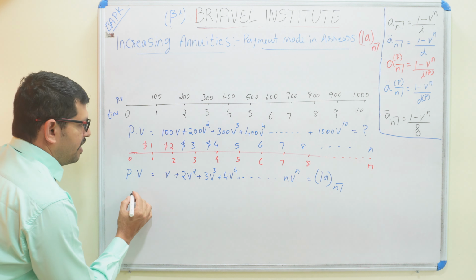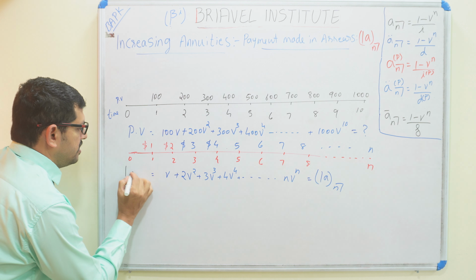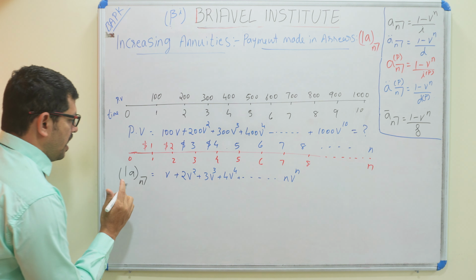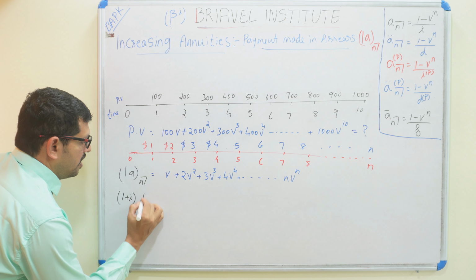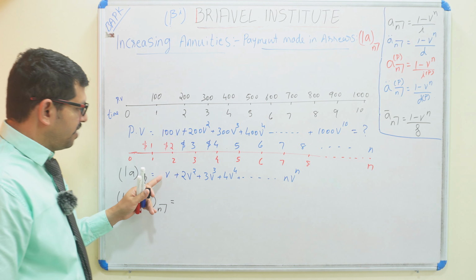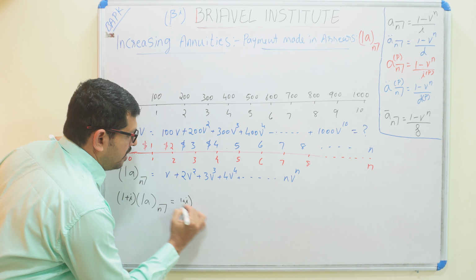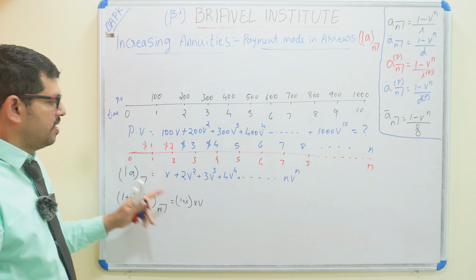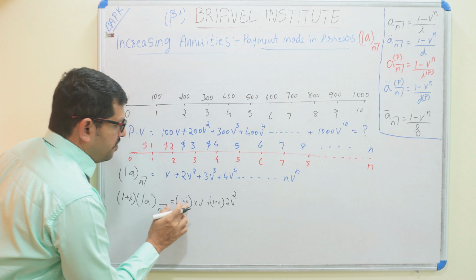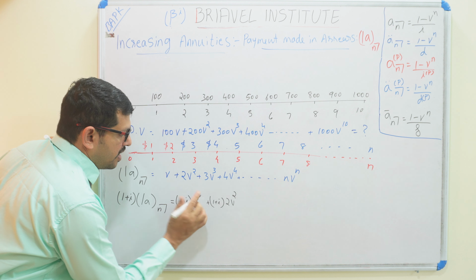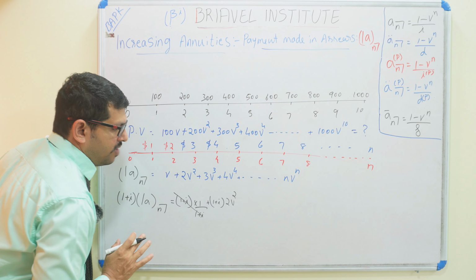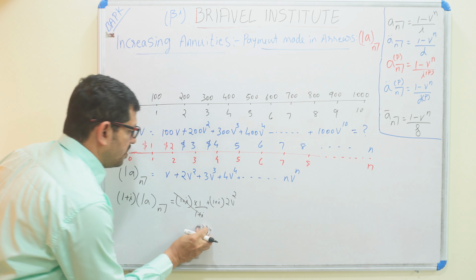For that, just multiplying with the, here we can write this as (IA)n. I am just multiplying with the 1 plus i, this (IA)n I multiply with the 1 plus i. So 1 plus i is multiplying with the v. So what is the meaning? And 1 plus i multiplying with the 2v square. So 1 plus i, if you are multiplying here, we can write 1 divided by 1 plus i. So it is cancelled. So what will I get? I will get 1.